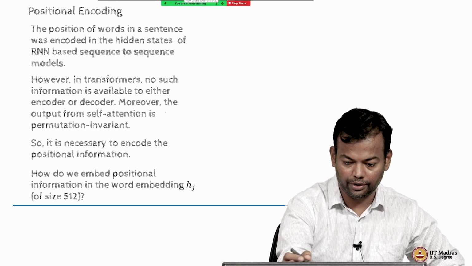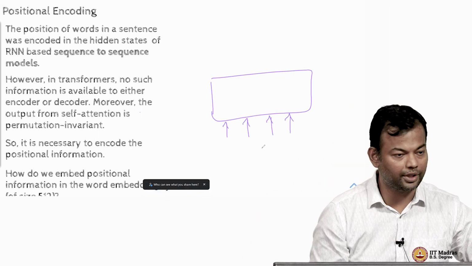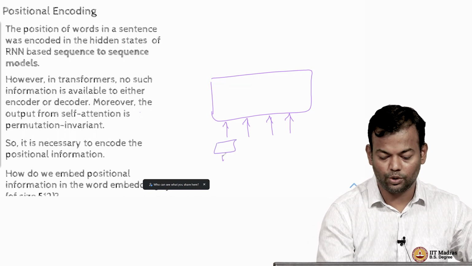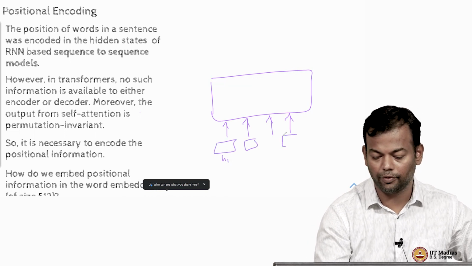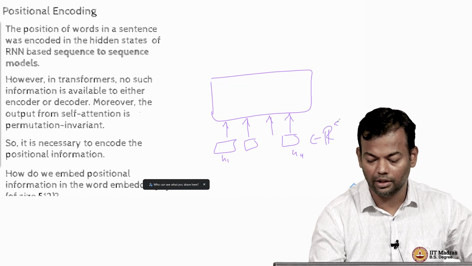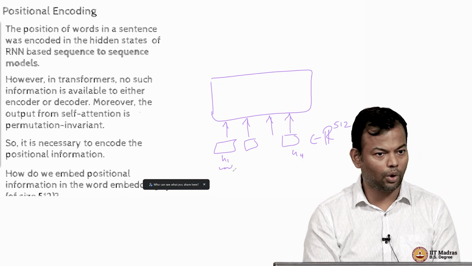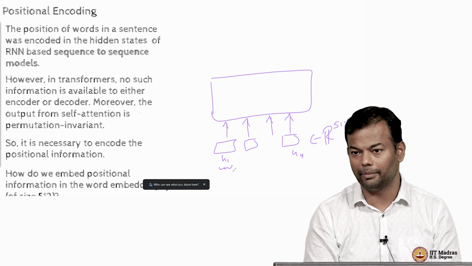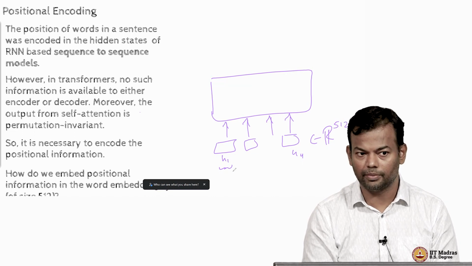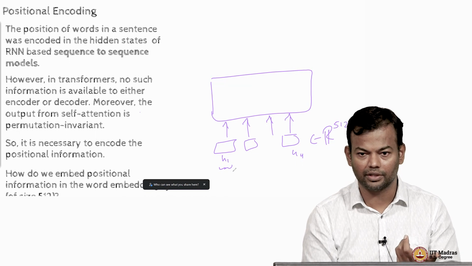Once again, I'll draw. You have H1 up to H4 in this case, this is the input that you're given, and each of these is some 512 dimensional vector. These are word embeddings as we call them. You will initialize the word embedding matrix, and this will be picked up from there. Do you understand the concept of word embeddings? We've done that previously.